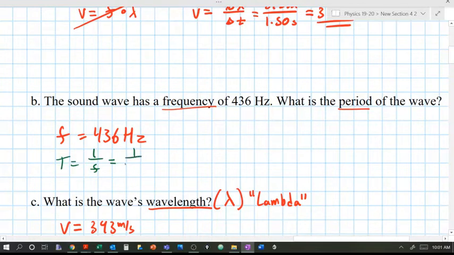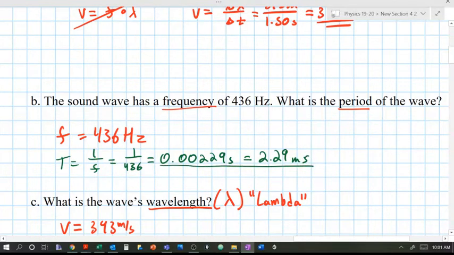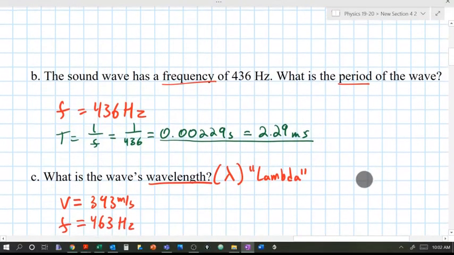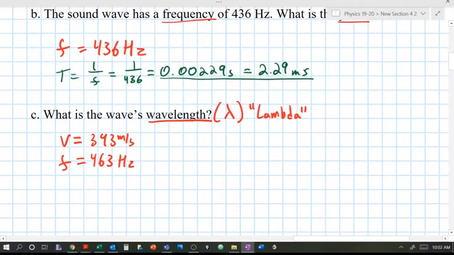1 over 436 will give us that, and it's going to be about 0.00229 seconds, or 2.29 milliseconds. Both of those answers are equally valid. So that's how long it takes to generate one pulse, or that's the time in between pulses. Now we can get the wavelength. We know the velocity from part A, 343 meters per second, and we know the frequency because it was given in part B, 463 hertz.